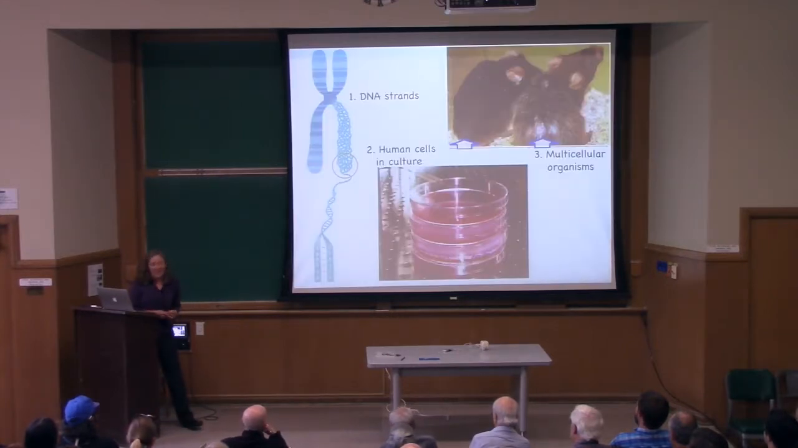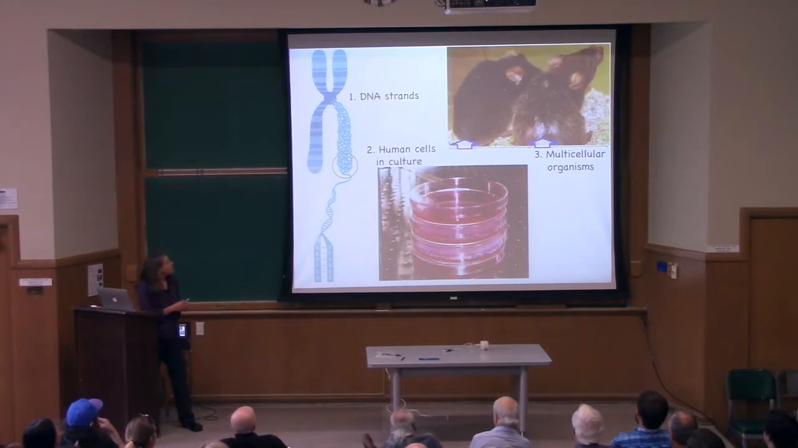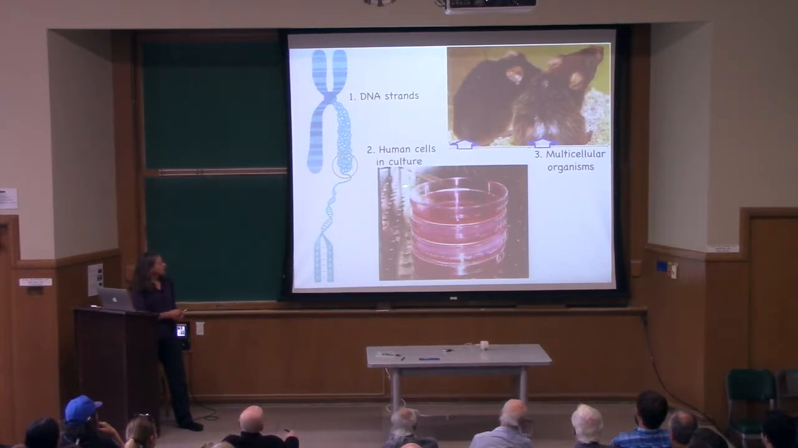The story today will take you from the molecular level of DNA strands to the DNA strands packaged into a cell, the cellular level. So this is an example here of human cells that are in each one of these culture dishes with media that's red. And then the story will go from this cellular level to multicellular organisms in these three stages.